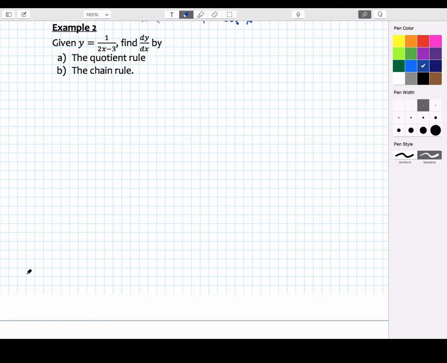But here's example 2. Let's see if we can squeeze this one in. Given y equals 1 over 2x minus 3, find dy dx. We're going to do this two ways. We're going to do it first by using the quotient rule like we just learned, and then we're going to try and verify our result using the chain rule. You might not see immediately how we'll use the chain rule, but we'll figure that out. Okay, so let's start with A. y is 1 over 2x minus 3. Any suggestions on u and v?